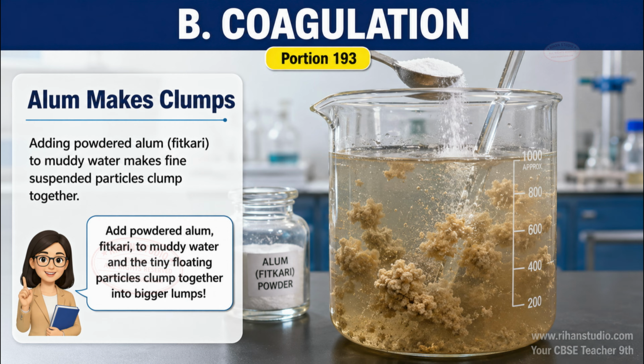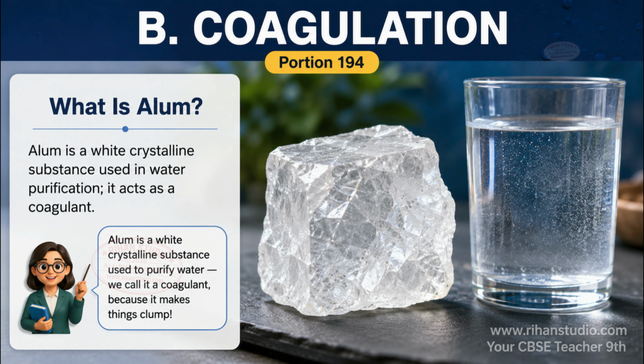Coagulation. Add powdered alum, fitkari, to muddy water, and the tiny floating particles clump together into bigger lumps. Alum is a white crystalline substance used to purify water. We call it a coagulant because it makes things clump.